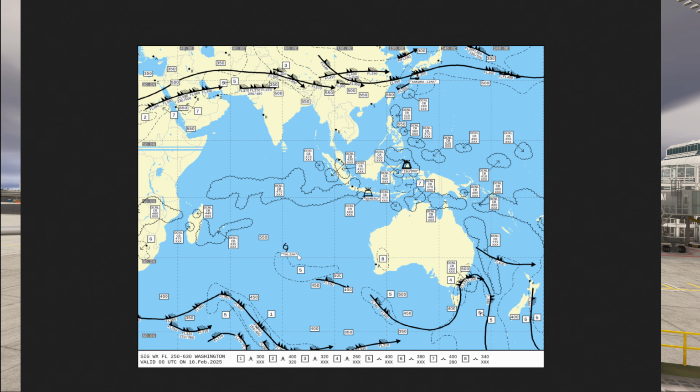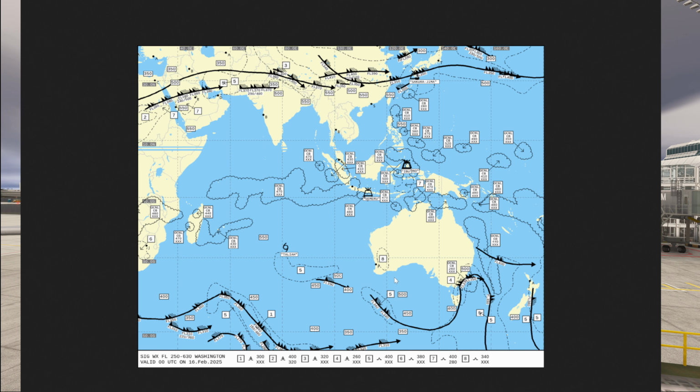Alright, another important symbol is that one over here, and that's a volcano eruption. So this one is Mount Semeru, and basically when you see something like this, you want to have a look into the ash TAM to see if there is a relevant ash cloud for your flight.